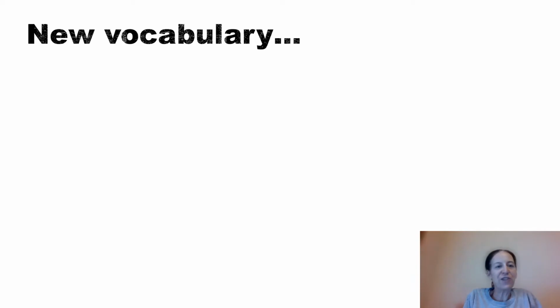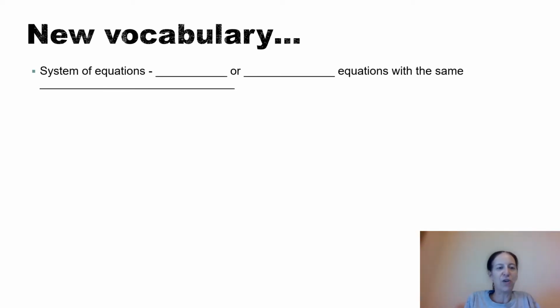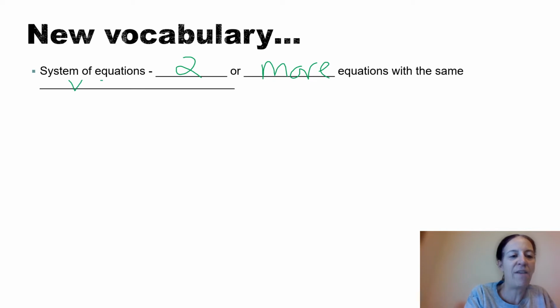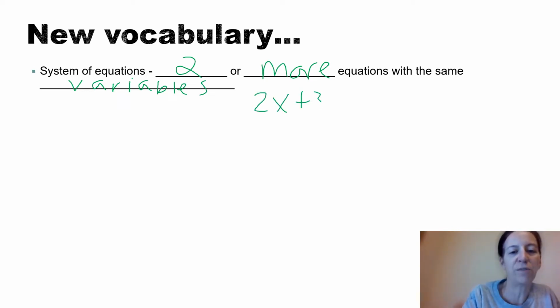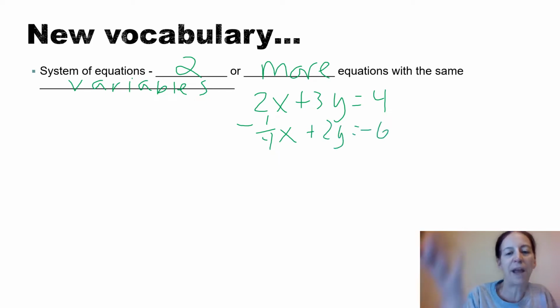Okay, so let's go into a little bit of new vocabulary. It actually might be review from Algebra 1, but we'll assume it's new. We want to define what is a system of equations. So a system of equations is two or more equations that have the same variables in them. So for instance, you might have like 2x plus 3y equals 4, and I don't know, -1/4 x plus 2y equals -6, okay? So that would be two equations, and the variables are x and y.